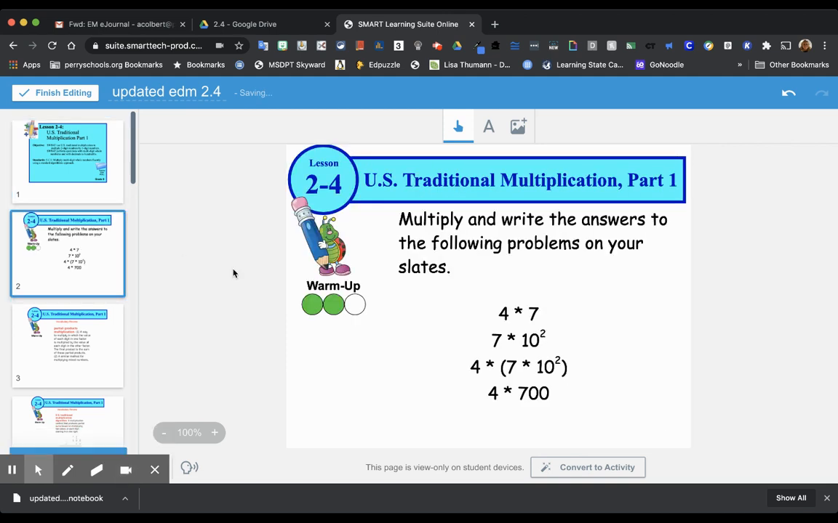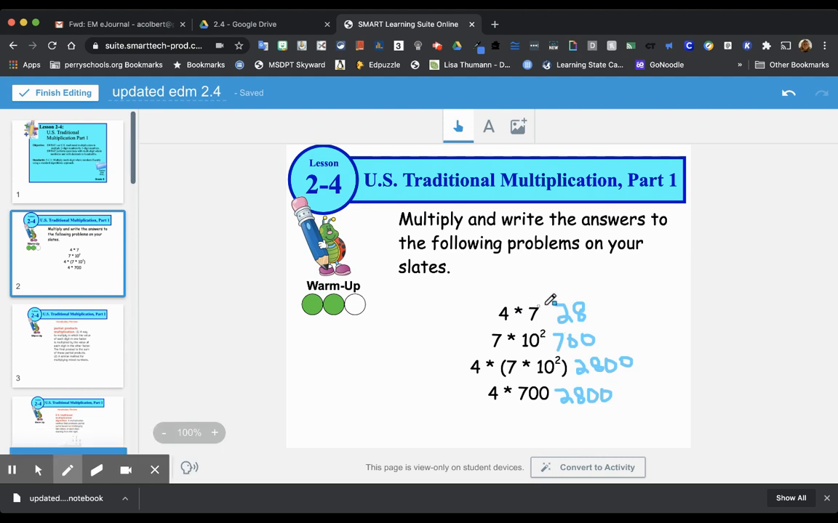Before we do, let's warm up. What you see here is you have 4 multiplication problems. I'd like you to pause the video, multiply them, and write your answers on a slate or on a piece of paper. You have 4 times 7, 7 times 10 to the second, 4 times 7 times 10 to the second, and 4 times 700. Pause the video now and try those out.